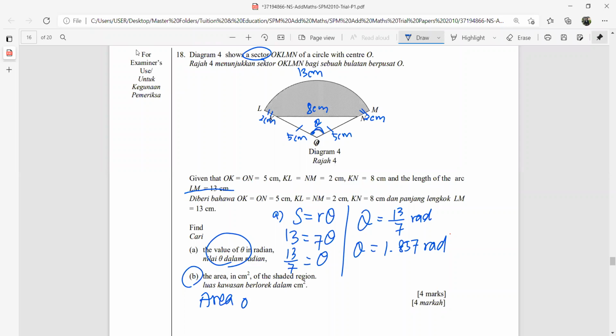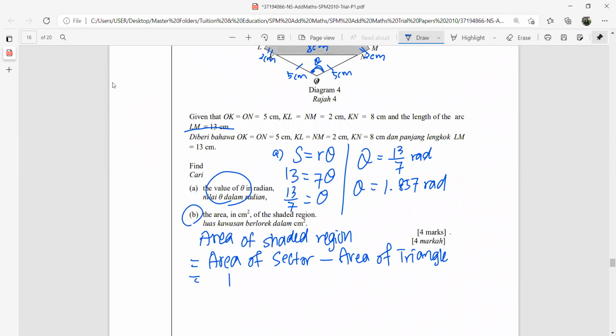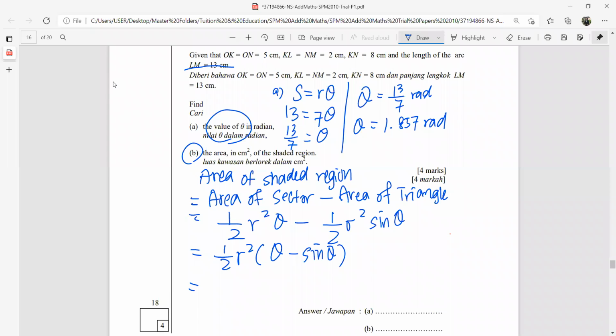Area of shaded region. I like it because you use big minus small. Big is area of sector. Some of you forgot the formula. Minus small is area of triangle. They share the same radius. So half r square theta. This one half r square sine theta. You still remember this formula can factorize the half r square? You see, this is the formula to find the area of shaded region, no?